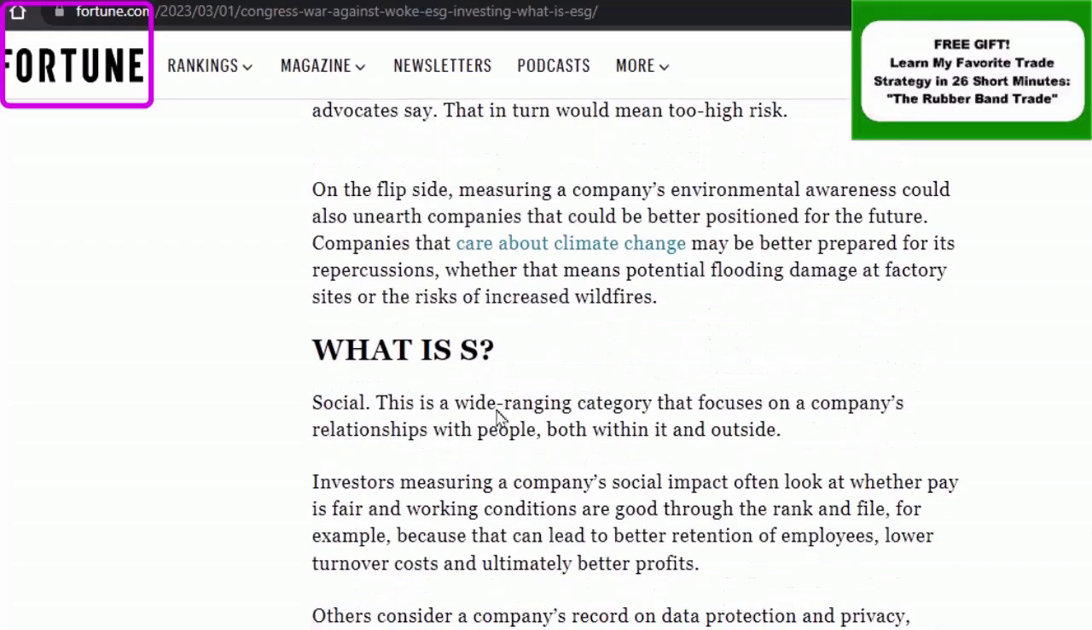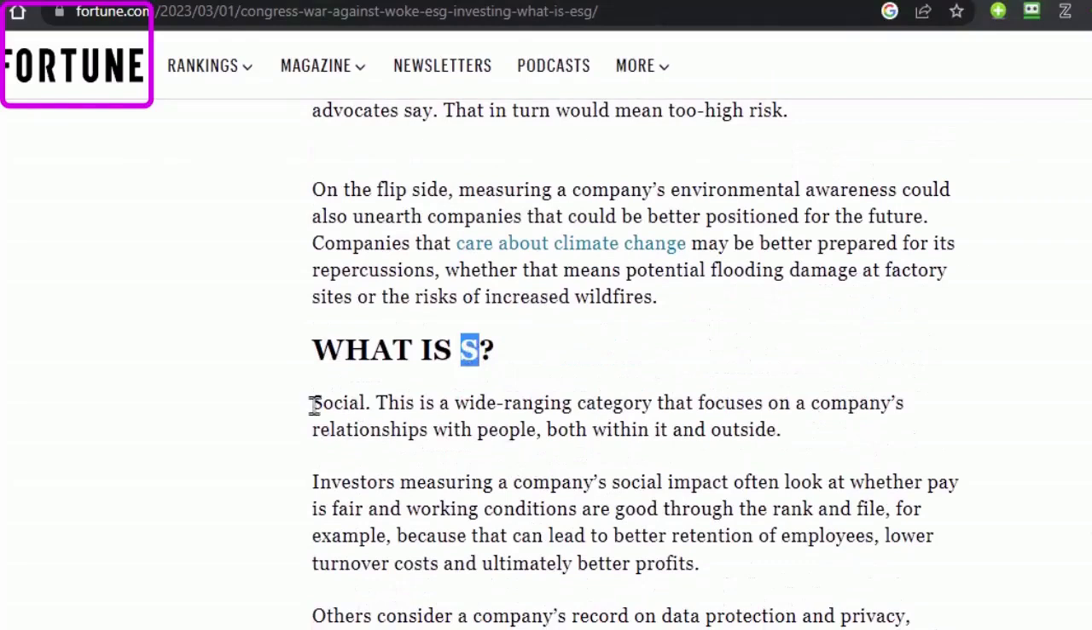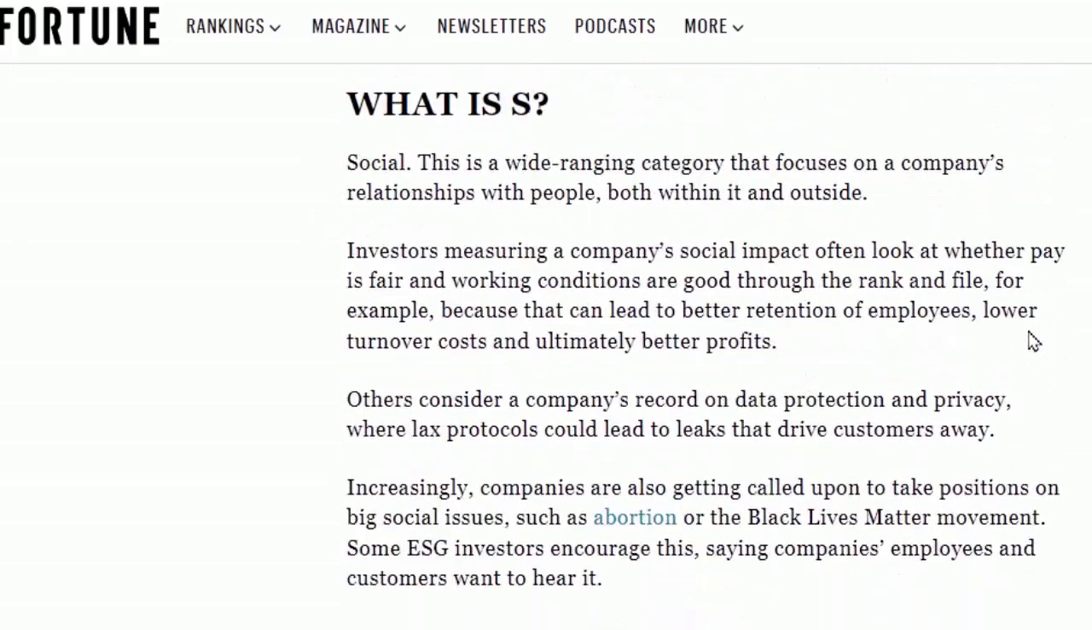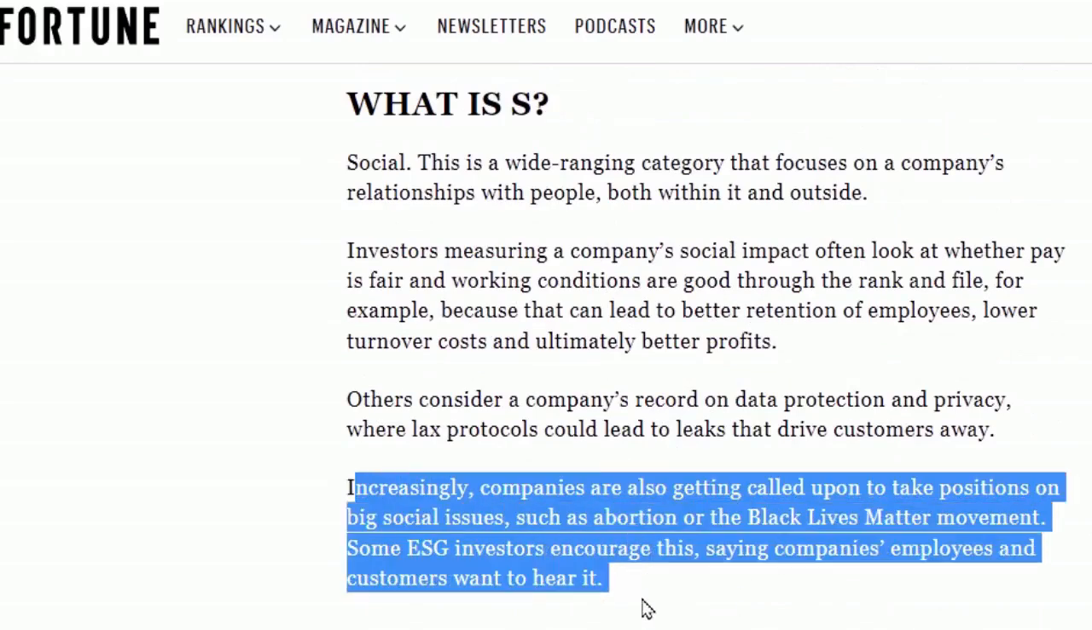Okay. Number two, S. What is S in ESG? S is social. This is a wide-ranging category that focuses on a company's relationships with people, both within and outside. And as it says, it's wide-ranging. So if we look down here at this paragraph, then you can see increasingly companies are also getting called upon to take positions on big social issues. This is where a lot of the controversy is, such as abortion, Black Lives Matter movement. Some ESG investors encourage this, saying companies, employees, and customers want to hear it.